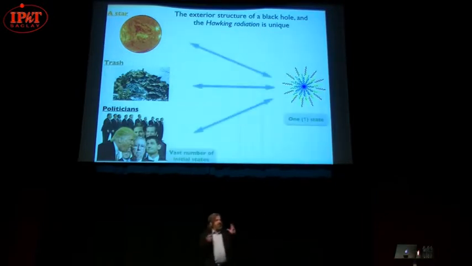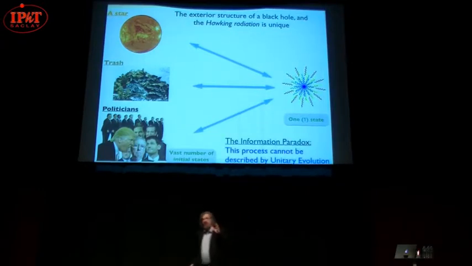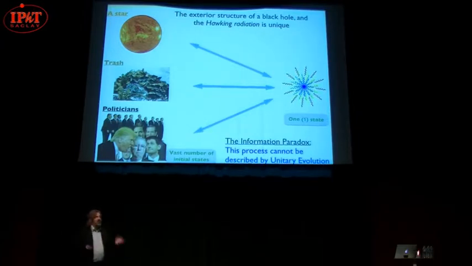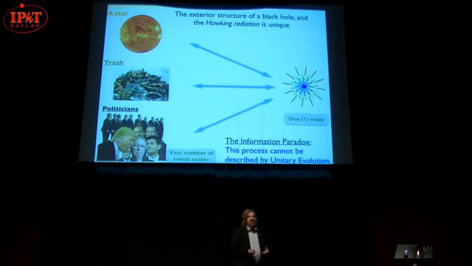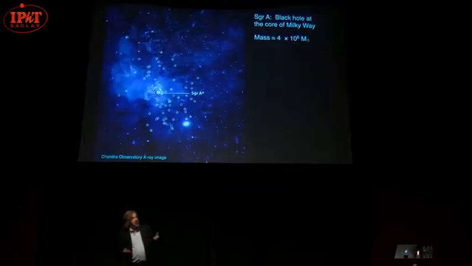So therefore we have lots and lots of initial possible states that lead to one final state of an evaporated black hole. And basically this is the information paradox. It says that you cannot unitarily represent this as an evolution on a Hilbert space, given that you've got many, many possible initial states and only one final state.